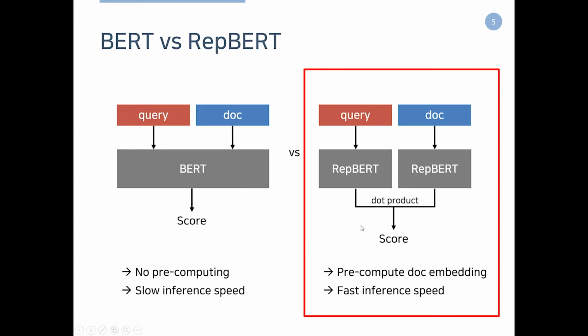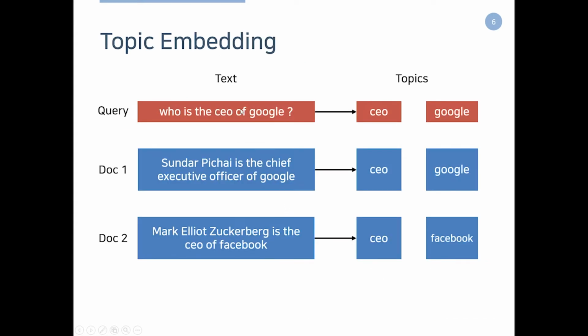And in the IR task we have very many documents, so many times the algorithm or system requires only linear time or sublinear time to search. Therefore, we will use the two-tower model. And one more important thing is topic embedding.